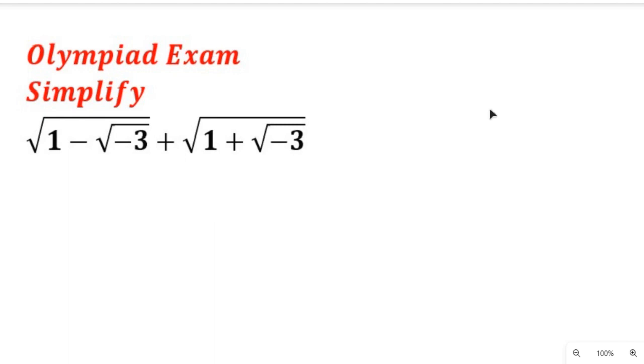In our maths tutorial today, we are going to solve this Olympiad exam question. We are asked to simplify this expression: the square root of 1 minus the square root of minus 3, plus the square root of 1 plus the square root of minus 3.